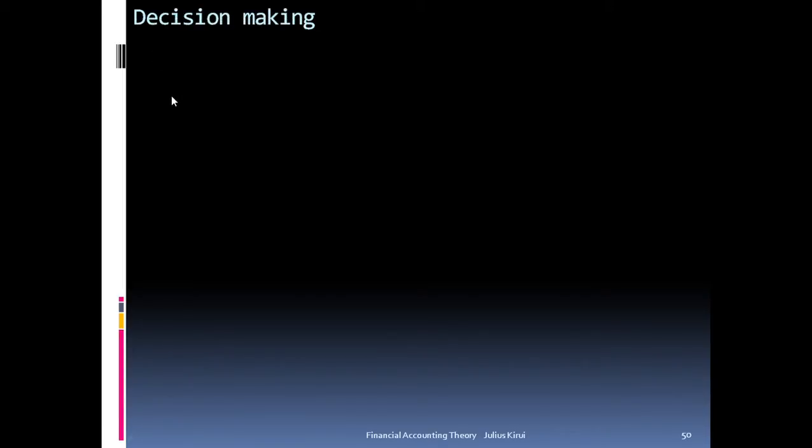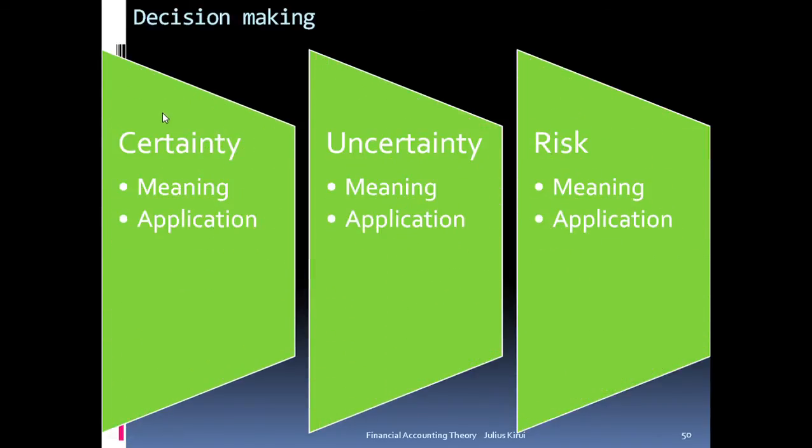So in decision making, we have the following: certainty, meaning and application. Uncertainty environment, we look at the meaning, then application. Then finally, risk environment, meaning and application. So these are the environments in which we normally make decisions. Either you're making a decision under certainty, or under uncertainty, or under risk.